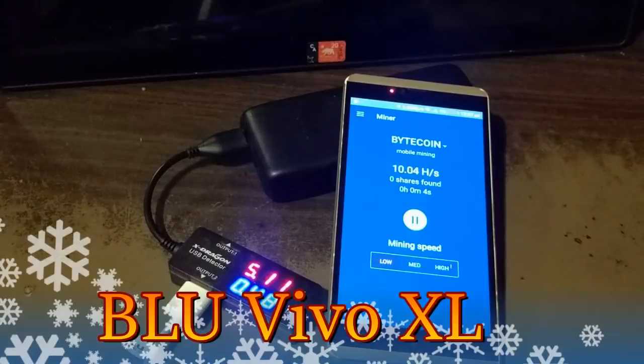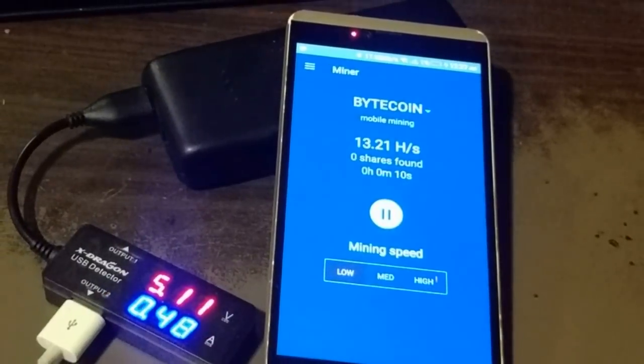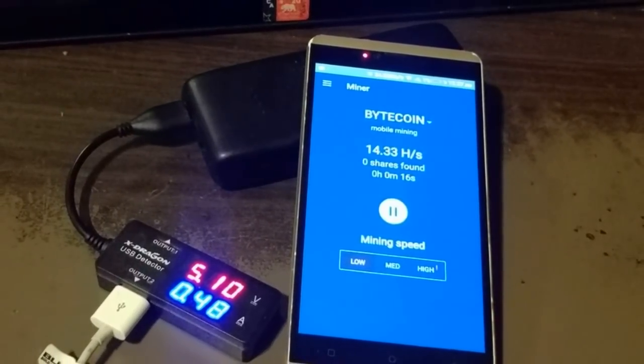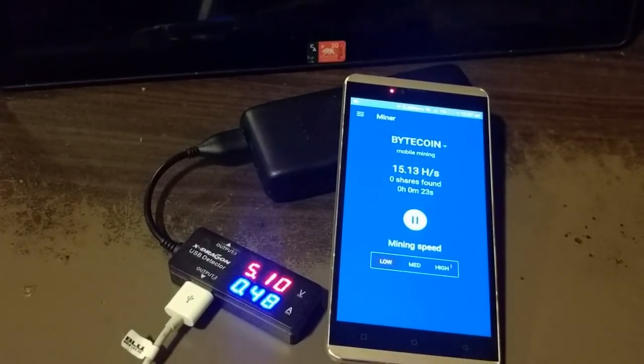This is a Vivo XL by BLU. And this draws very low amperage too. Look at the amount of hash rate and look at the amperage drawn. So this is actually a very good phone to mine with. The reason why is because it has multiple cores, so it can mine very fast compared to the other phones. And then the amperage drawn is very low. And these are the two things that we're looking for when we're mining with cell phones. Long battery life is great, low amperage drawn, and high hash rate.